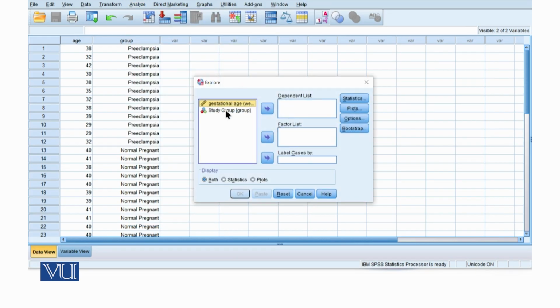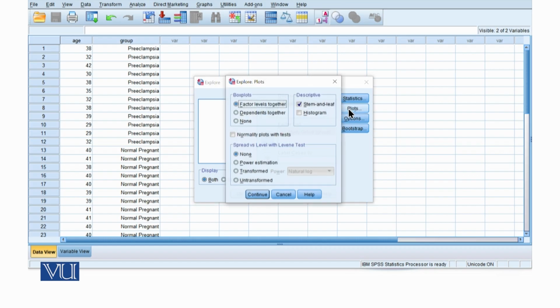And in Explore, our dependent variable is our study variable, that is gestational age in weeks, and our factor will be our study group. We want to see whether the study group who has preeclampsia has a normal probability distribution for their population or not, and likewise for the second group too. That's why in the factor list, we are bringing a grouping variable. Since our goal here is to test for normality, we'll simply click on Plots and select Normality plots with tests.